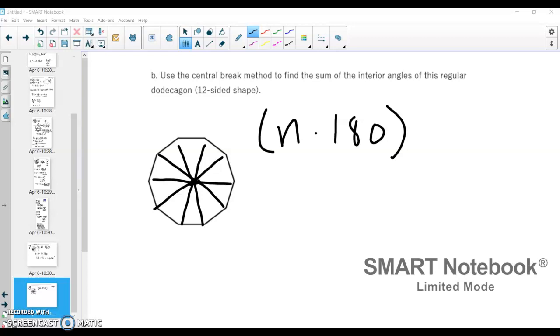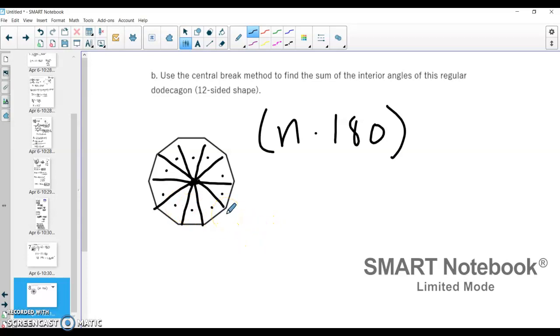And what I see here is I have 1, 2, 3, 4, 5, 6, 7, 8, 9, 10. So I have the same amount of triangles as I do number of sides, and each of those triangles has 180 degrees. So I have this n times 180 here.